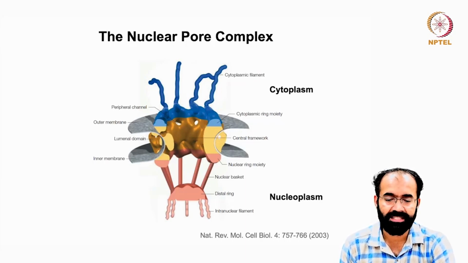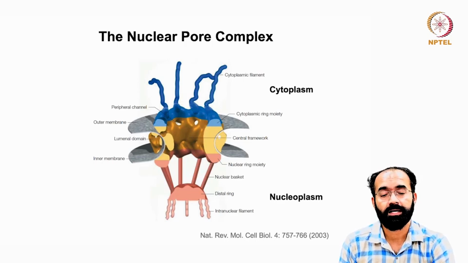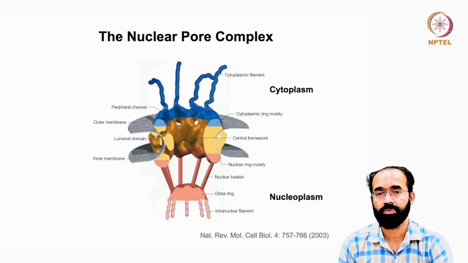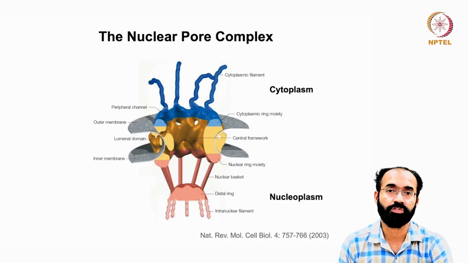You have a cytoplasmic side and you have a nuclear side, that is the nucleoplasm. What you are seeing here, it has got an outer membrane and an inner membrane. It is a double membrane structure, and you also see a bunch of proteins. Some are hanging their projections into the cytoplasm and some of them are hanging into the nucleus, and these are hanging with a purpose because the RNPs that have to be transported out of the nucleus or back into the nucleus, they make use of this rope.